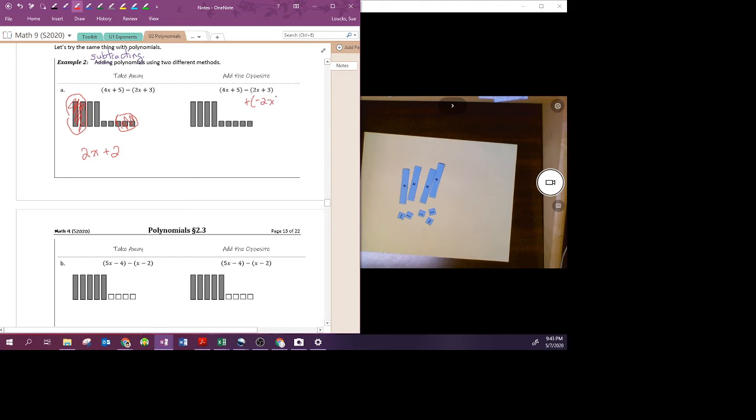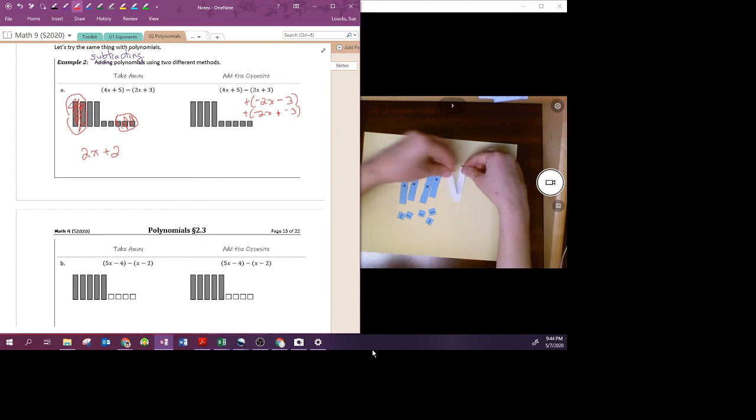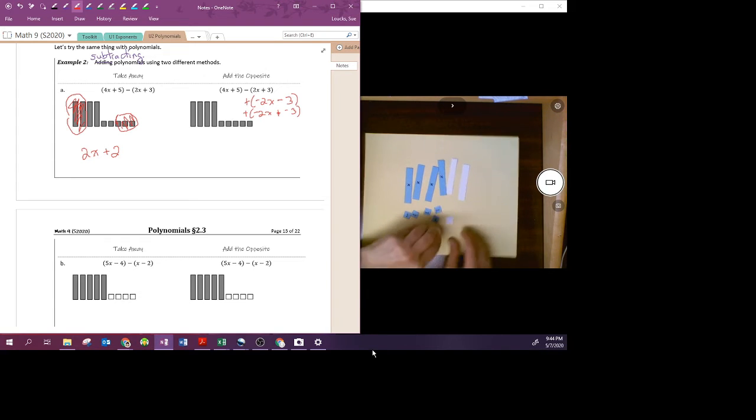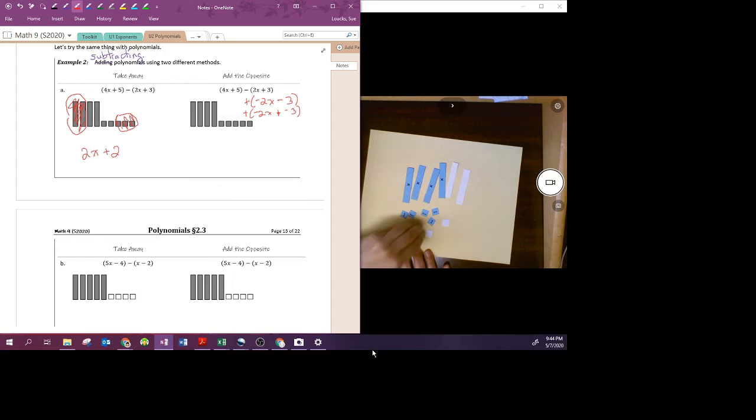negative 2x minus 3, or I'm going to add negative 2x and negative 3, because those are the same thing, right? So I'm going to add negative 2x and negative 3. 1, 2, 3.